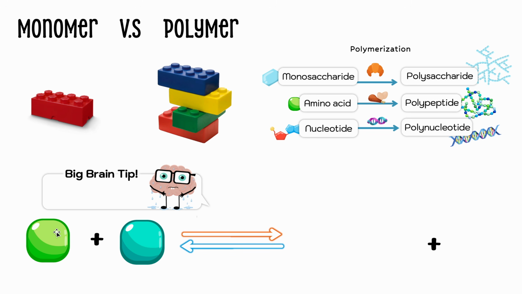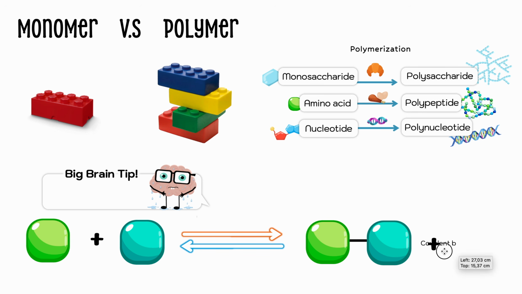Now, what we want to do is we want to link them together. We want to have them react together to form a bond in between them, kind of like this. Now, this bond, by the way, is going to be called a covalent bond. Now, the process of having these two monomers react to become linked is called a condensation reaction.